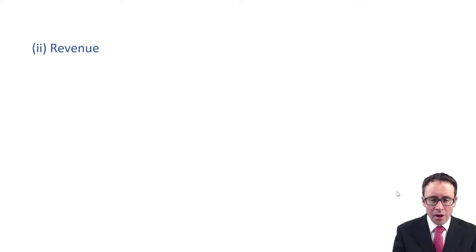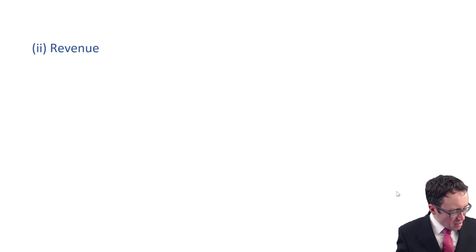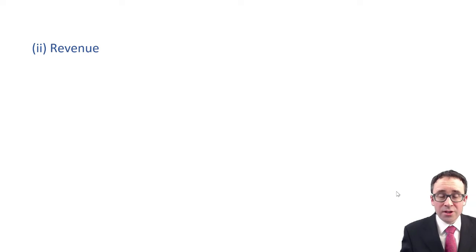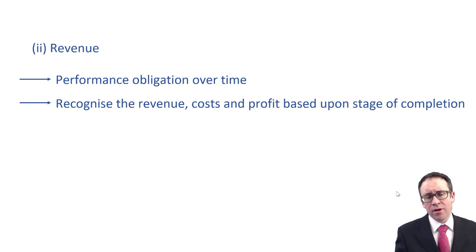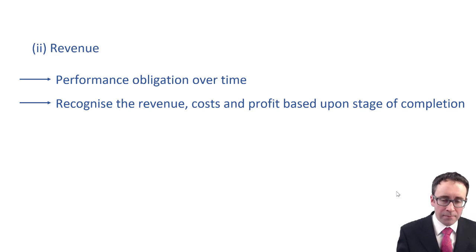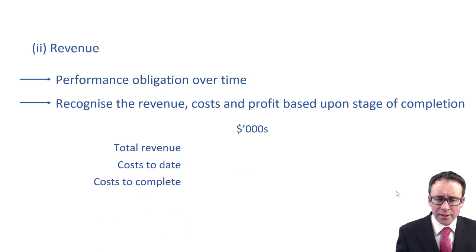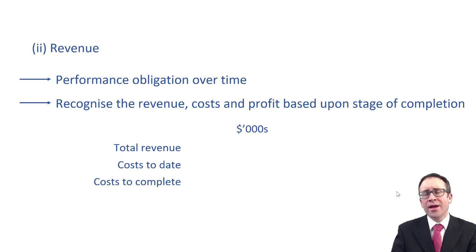Okay, revenue. What have we got? Although it's new, I think this is reasonably straightforward. You've got a performance obligation over time, so therefore you're going to recognise the revenue, costs, and profit based upon the stage of completion because it is a profitable contract. How can you identify that it is profitable?